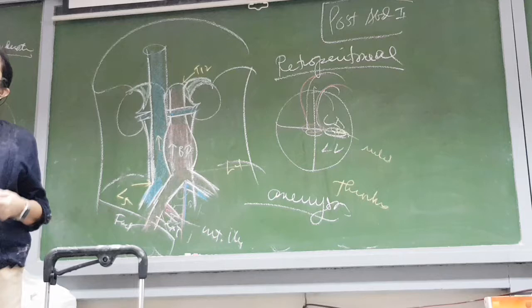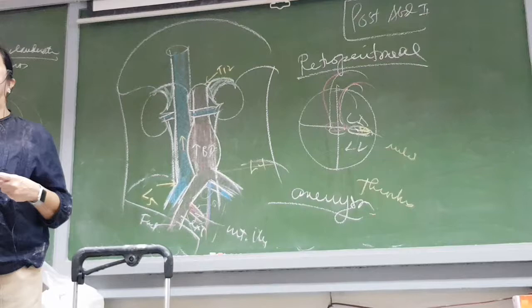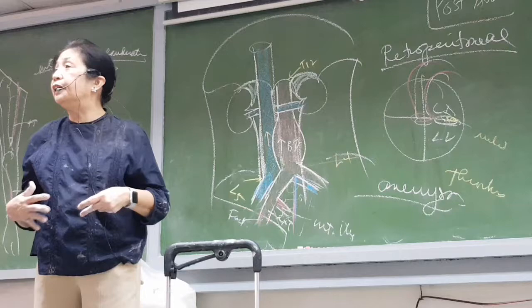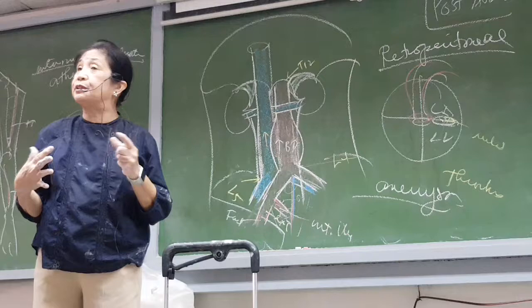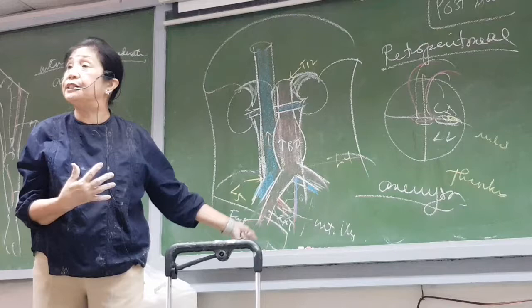So when you examine the abdomen of the patient, you check, right? And if you feel something pulsating, an artery pulsates, right? So you have to think of it as a mass that pulsates. Okay? It could be abdominal aortic aneurysm. And if you have increased pressure, it can rupture.